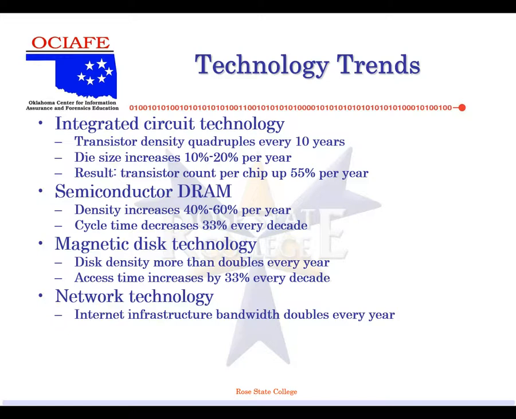RAM densities are increasing, speeds increasing. Magnetic disk storage: Seagate came out with a new way of, rather than having stuff on tracks, it's on a track, then halfway between tracks. So they're getting double the density on the drives now.